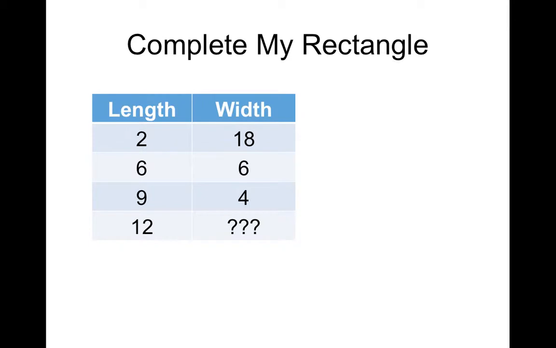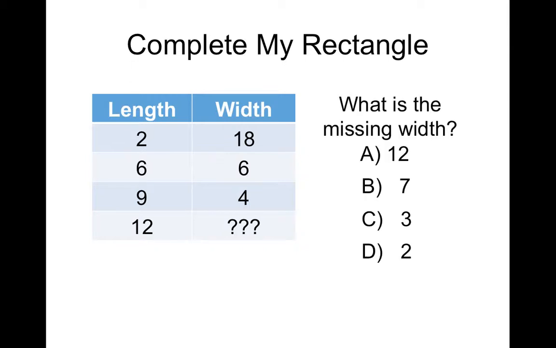This is a little puzzle for you to try called Complete My Rectangle. You're given the lengths and widths of several different rectangles. These follow a pattern. See if you can find the pattern and figure out the missing width. Here's a hint. The area of all of these rectangles is 36. You can change your answer or select the same answer.